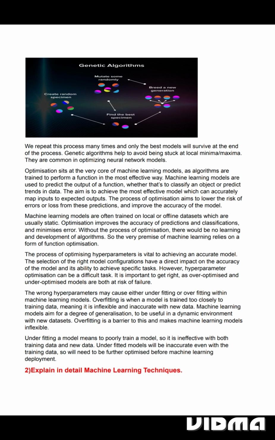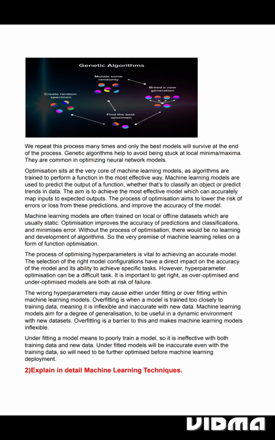The selection of the right model configurations has a direct impact on the accuracy of the model and its ability to achieve specific tasks. However, hyperparameter optimization can be a difficult task. It is important to get right, as over-optimized and under-optimized models are both at risk of failure. The wrong hyperparameters may cause either underfitting or overfitting within machine learning models.